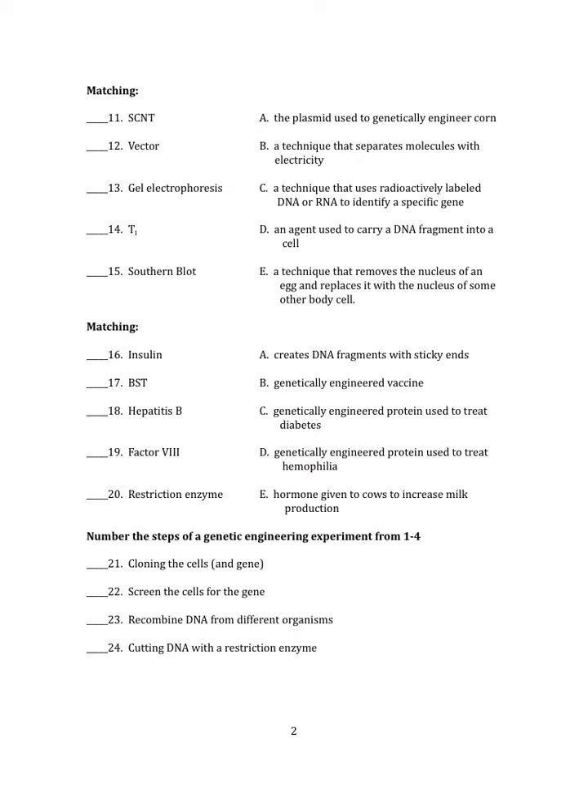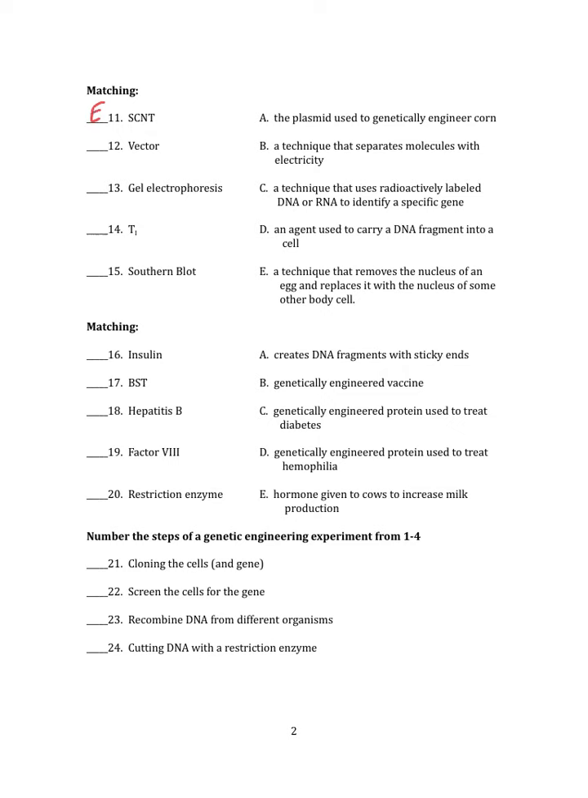On page 2, we're going to review some vocabulary through matching. So number 11 says SCNT. That stands for somatic cell nuclear transfer. And this is a technique that removes the nucleus from an egg cell and replaces that nucleus with the nucleus of a different body cell or somatic cell. So this is the first step in cloning. So this one, number 11, is E.